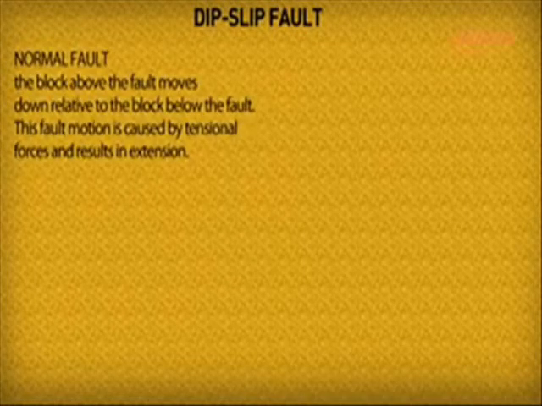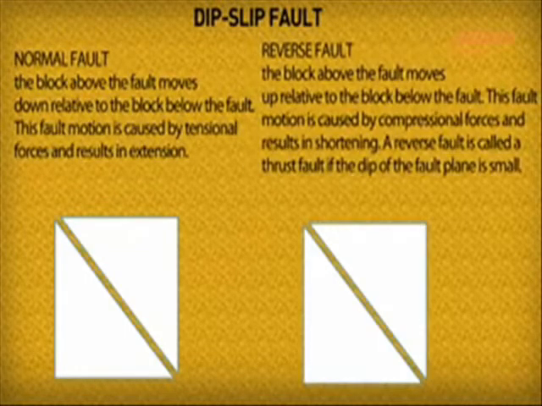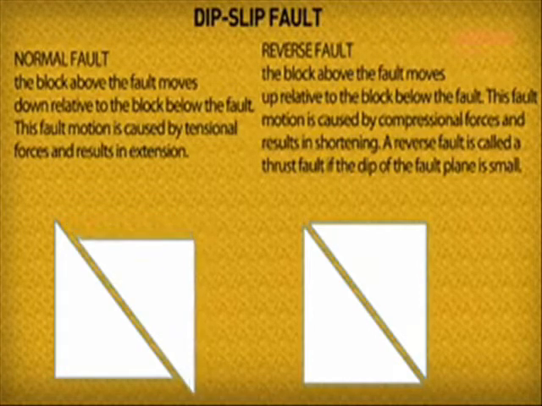There are two classifications of a dip-slip fault. They are the normal fault and the reverse fault. In the normal fault, the block above the fault moves down relative to the block below the fault. This fault motion is caused by tensional forces and results in extension. Other names of normal fault are normal slip fault, tensional fault, and gravity fault. Examples include basin and range faults.